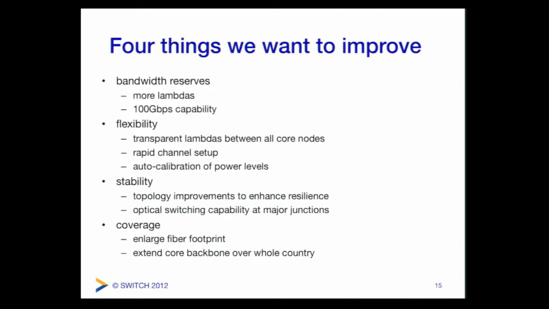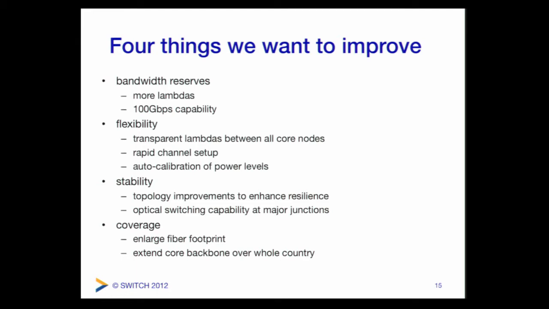Okay, if we do everything new, there are things we want to improve compared to the last network. Of course, bandwidth reserves have to be much bigger, and that's not so difficult, because the first system we use now has only 16 lambdas. Today 40 or 80 are no big deal, and speed per channel is also much higher. Very important is flexibility. We need transparent lambdas between all the nodes, which was not possible in our system.